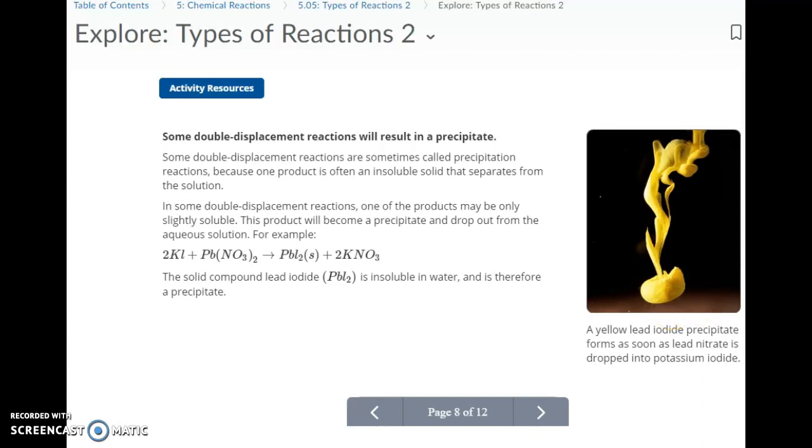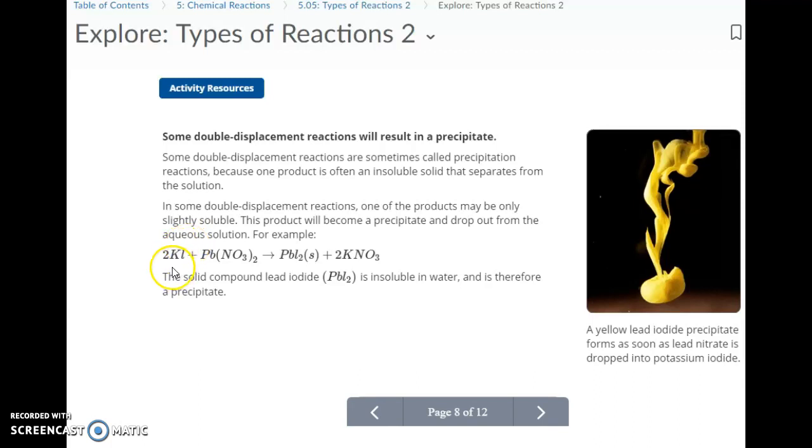Some double displacement reactions are sometimes called precipitation reactions because one product is often insoluble, cannot dissolve, so it's an insoluble solid that separates from the solution. In some double displacement reactions, one of the products may be only slightly soluble. This product will become a precipitate and drop out of the aqueous solution. Slightly soluble means it might take a little more time or you might not see as much of it. Aqueous means that it was dissolved in water.